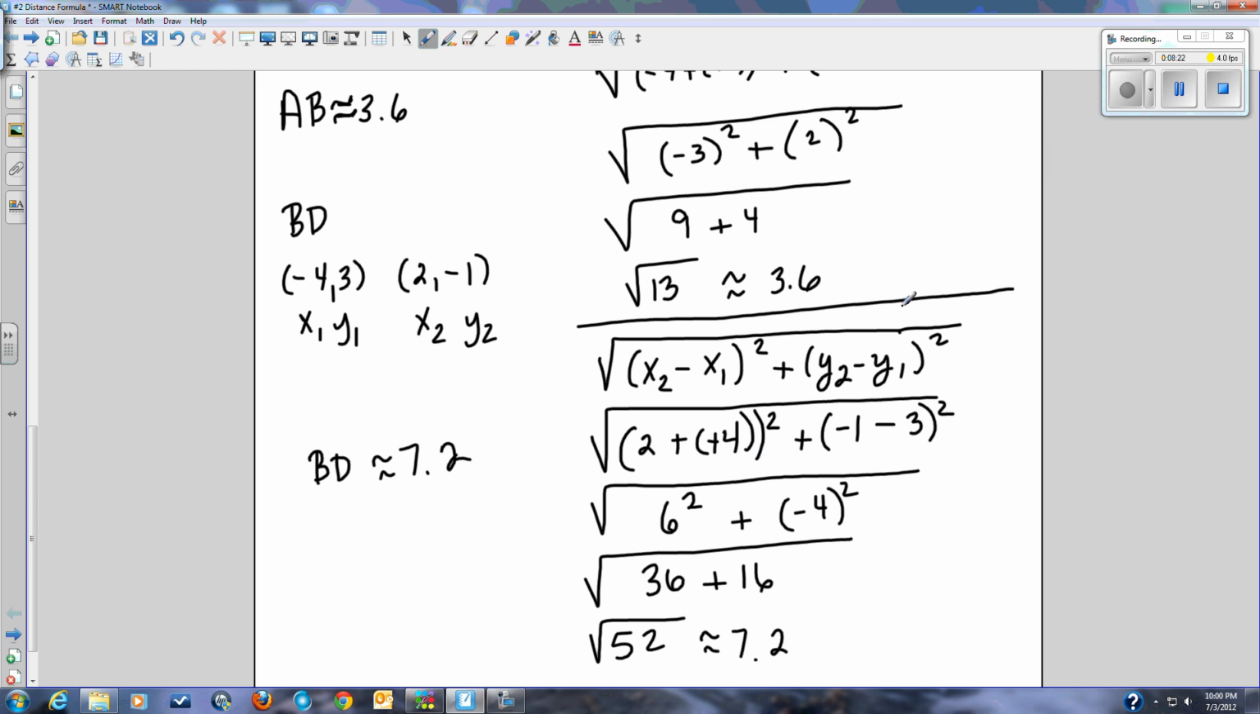So that's how you use the distance formula. Don't worry if you're not quite sure at this point what to do with this. We're going to be getting an awful lot of practice in class, and I will be there to help you.